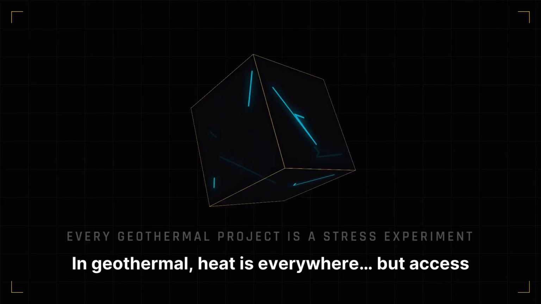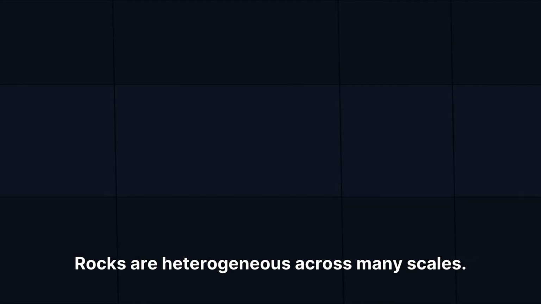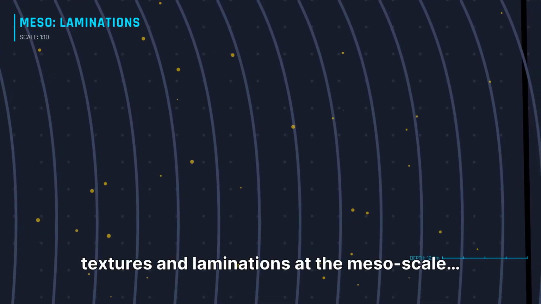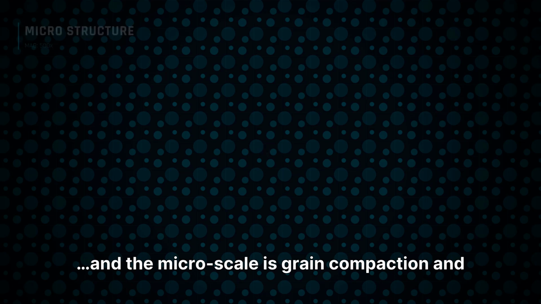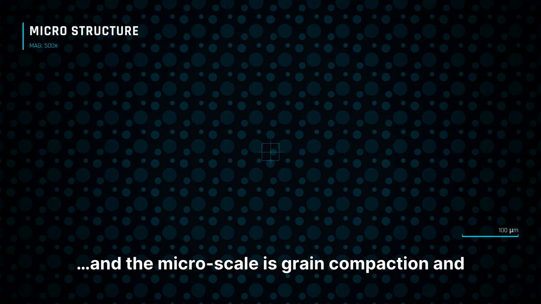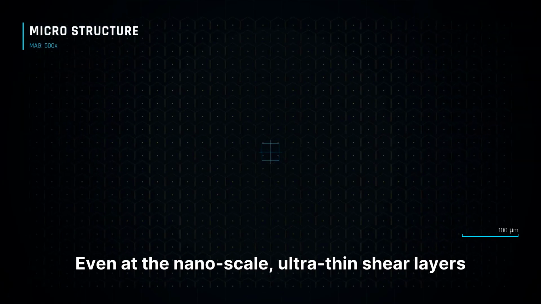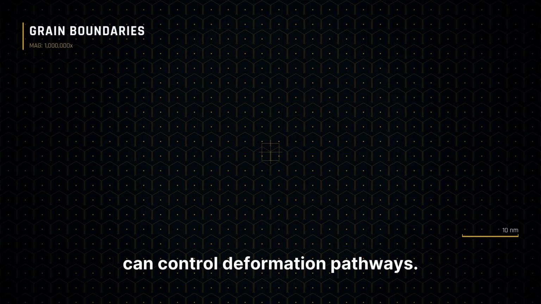In geothermal, heat is everywhere, but access is not. The real gatekeeper is stress. Rocks are heterogeneous across many scales. Bedding and stratification live at the macro scale, textures and laminations at the mesoscale, and the microscale is grain compaction and intergranular space. Even at the nanoscale, ultra-thin shear layers can control deformation pathways.